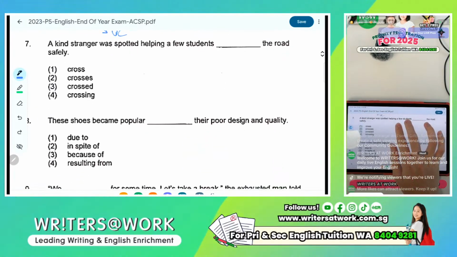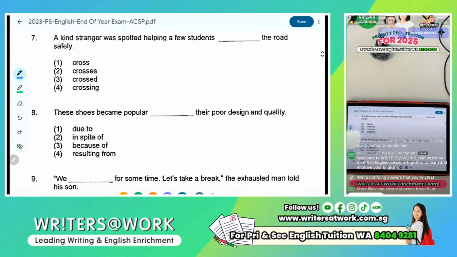Alright, moving on. A kind stranger was spotted helping a few students dash the road safely. First thing, kind stranger. Over here, we are interested in a singular object, singular subject, one person. Next thing, he was spotted. So this is an act, it's a verb. Okay?